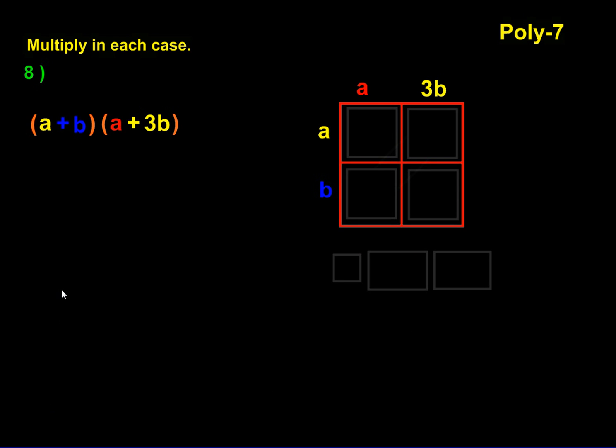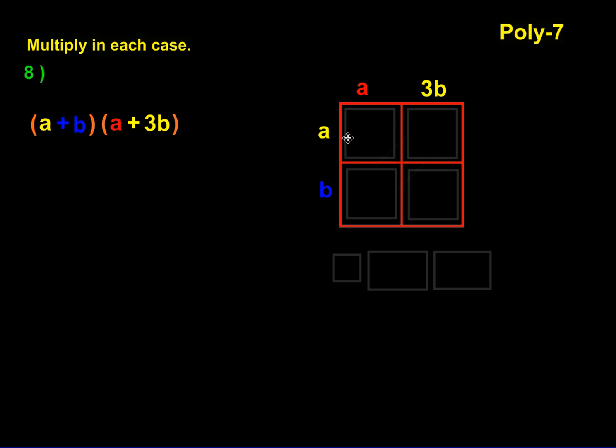Okay, now we'll take a look at question number 8. 8 has (a + b) times (a + 3b). So I've set up my box, took my first binomial, set it up on the left, took my second and put it on the top. Now I'm going to multiply.